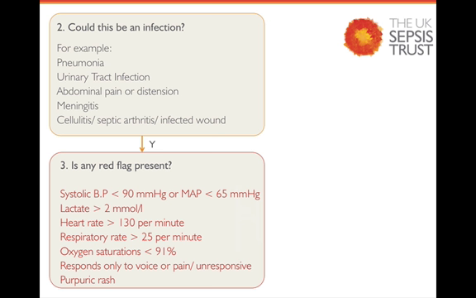A heart rate of more than 130 beats per minute is a heart rate that we'd be concerned about, even in the setting of atrial fibrillation. A respiratory rate of greater than 25 per minute, and this is why it's really important that we record respiratory rate correctly. In the SIRS criteria, it's more than 20 breaths per minute. A red flag criteria is a respiratory rate of more than 25 per minute. We're looking for oxygen saturations of less than 91%. And we're looking for patients which respond only to voice or pain or are completely unresponsive. The final thing on our red flag list is the presence of a purpuric rash.